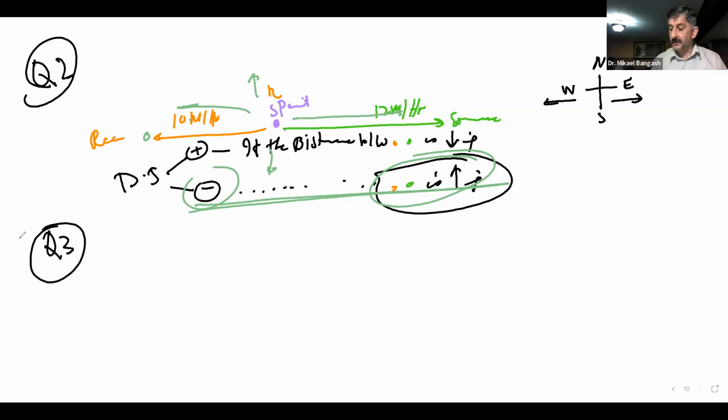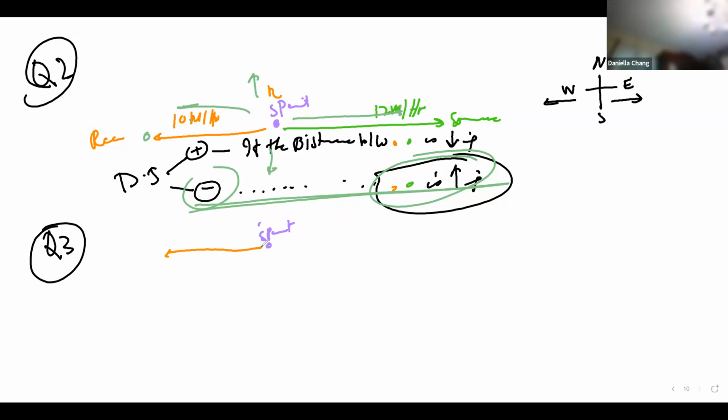Now you go to question number 3. And again, we can say starting from the same point, the receiver moving toward west at a speed of 12 miles per hour. Clear? Now it goes again and says the source is moving towards west at a speed of 10 miles per hour.